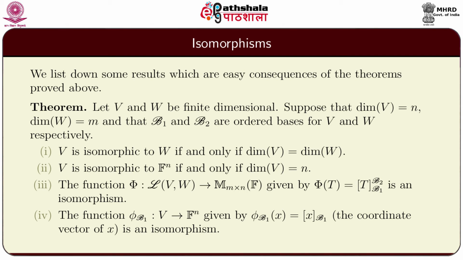Proving these statements essentially use the theorems we have proved, and you can see that statement 2 follows from statement 1, because if we take W to be F to the power n, then the dimension of W is the dimension of F to the power n, and we know that that is n because E1, E2, ..., En is the standard basis, and the other statements can be verified easily.